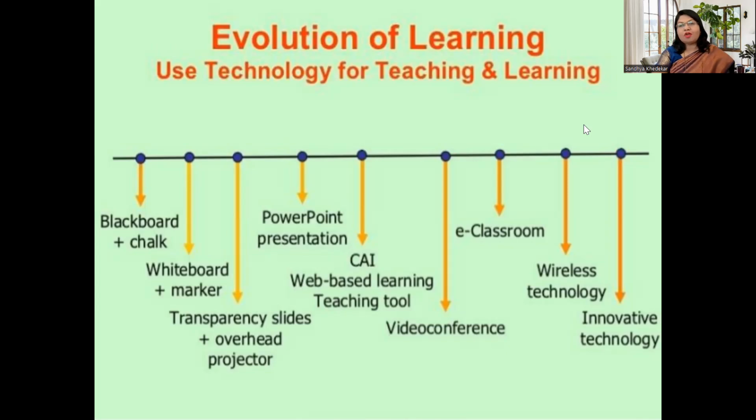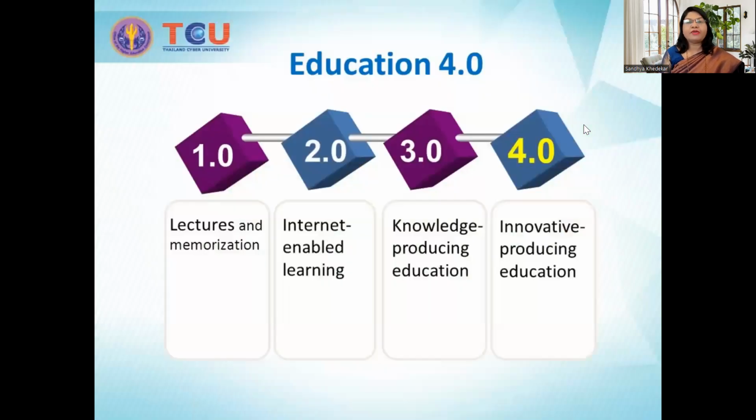and now we are in the innovation phase, that is innovative technology. In 2023 we are now in the process of implementation of National Education Policy 2020, and innovation and creativity is the base of that. And we are in the phase of education 4.0. We are in the fourth generation, because in the first generation of education, lectures and memorization was there. In the second generation, internet enabled learning. In the third generation, knowledge producing education, and innovation producing education in the fourth generation. So we have to think of more and more innovation.